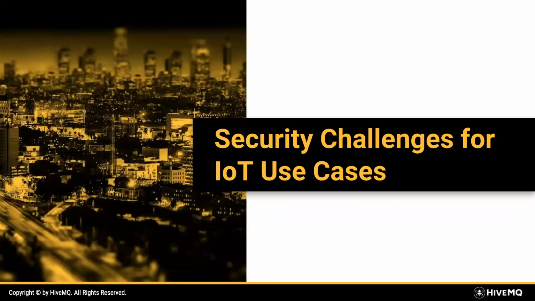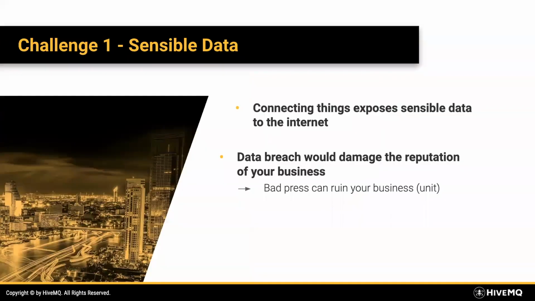Okay, so we're coming now to the security topic of this webinar. What are the typical challenges for IoT use cases that we see? The first challenge that we see here is you have a lot of sensitive data with IoT devices. If you connect your things to the internet, then the things start to publish data. And it depends on the use case, of course, what kind of data this is. But let's say it is an application where the location of your family members is exposed.